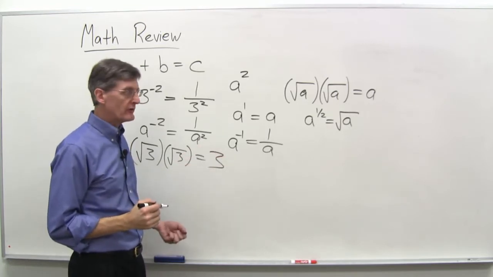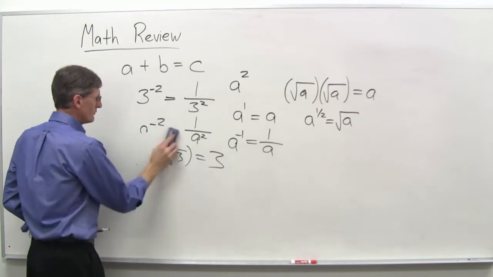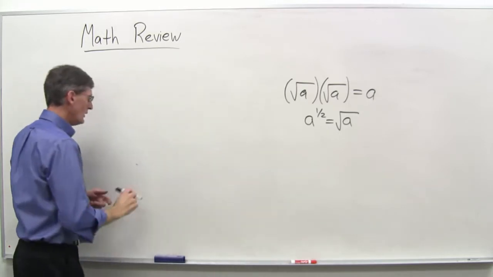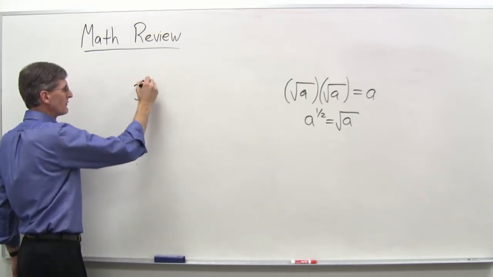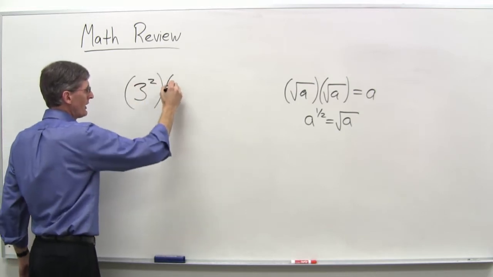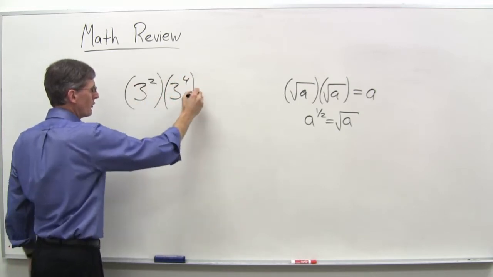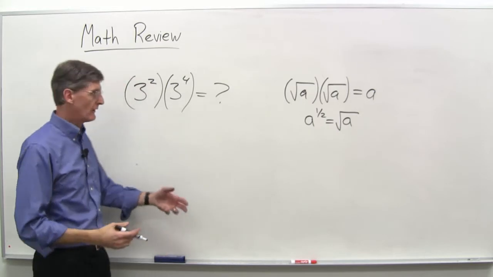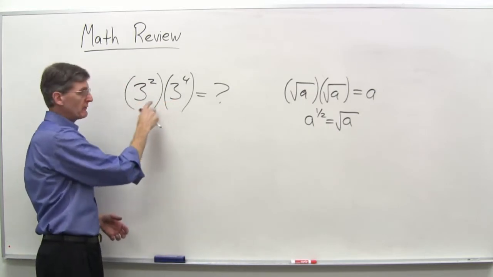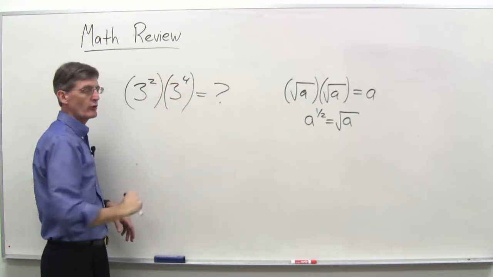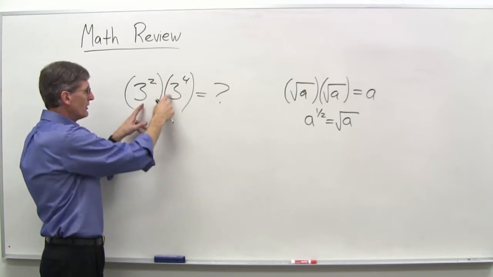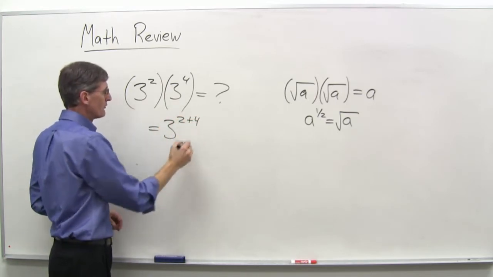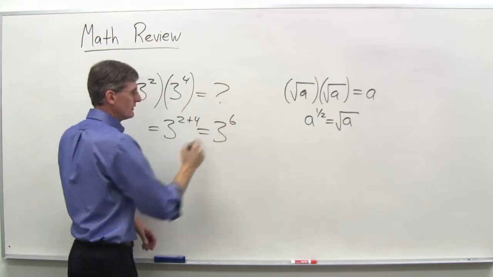One reason this works is if you do something like this: let's say 3 again, we have 3 squared times 3 to the 4th power, what does that equal? You may remember, if you dredge your mathematical memory, that when we have like bases, remember the 3s here are called the bases, and the 2 and the 4 are the exponents, you just add the exponents. So this becomes 3 to the 2 plus 4, which is the same as 3 to the 6th power.